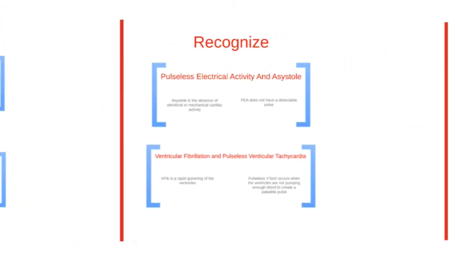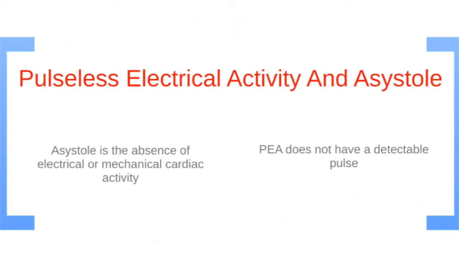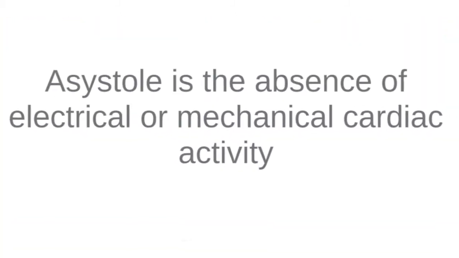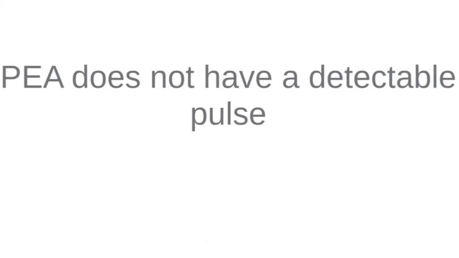Next, we'll discuss PEA, VFib, and VTach. PEA and asystole are related cardiac rhythms, and they are both life-threatening and not shockable. They do not respond to defibrillation. Asystole is the absence of electrical or mechanical cardiac rhythm, and is represented by a flatline ECG. PEA does not have a detectable pulse.